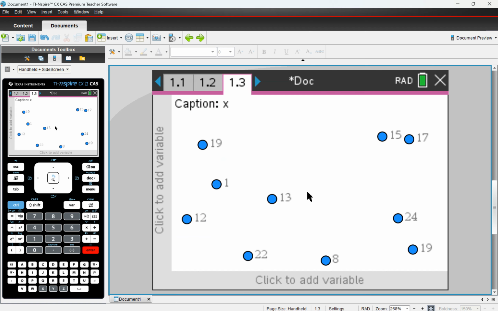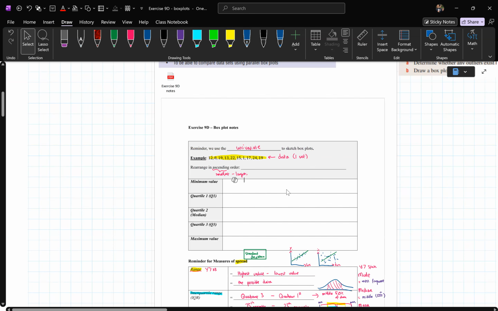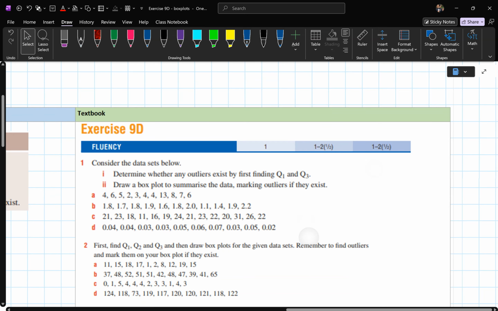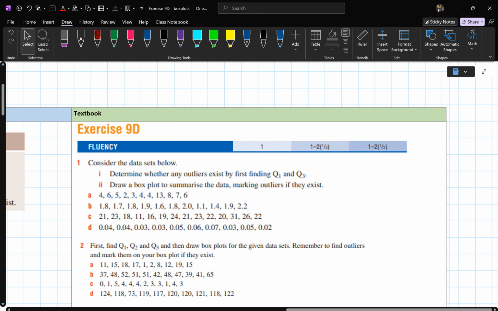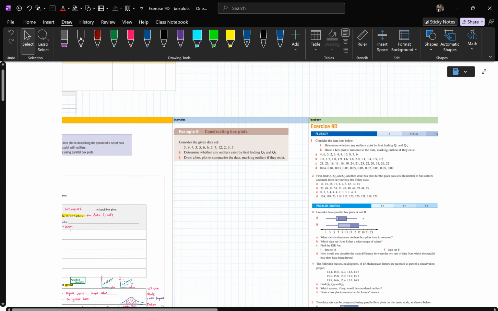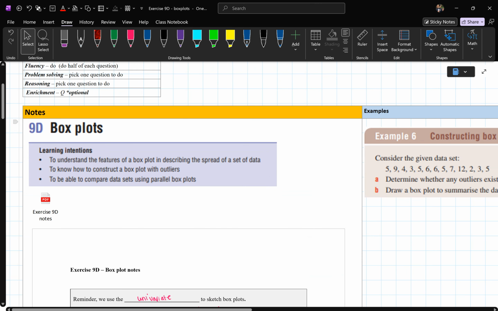Sorry, if the exercise would be 9C or 9D, it's in the textbook. I think mine might be 9D. Is it not 9D? Oh, is this the wrong one? The one before is 9C. 9C is meant to be the summary. Oh, yeah. So I'm doing 9D, box plots. 9C, I'm kind of summarizing in here.